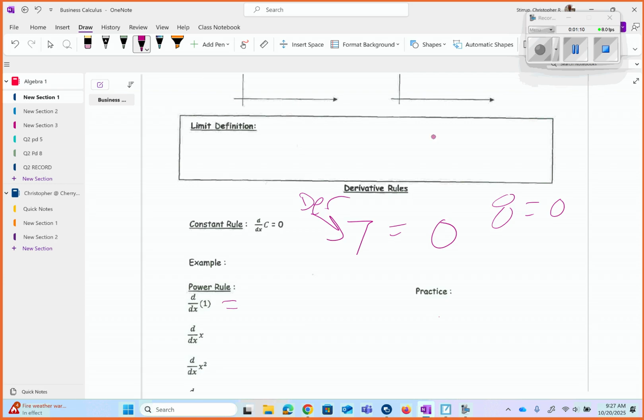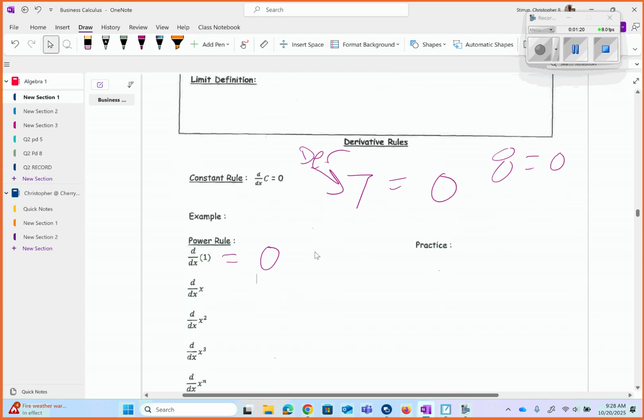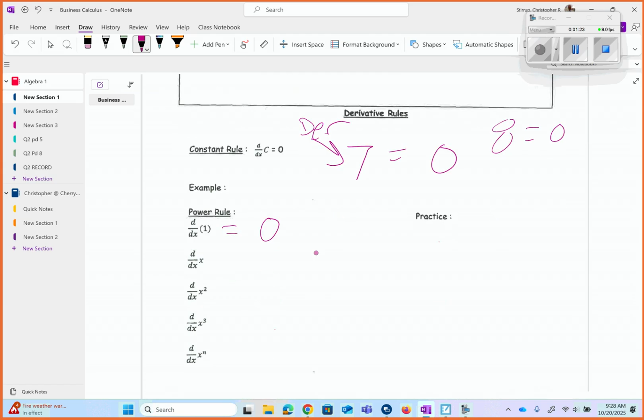I want the derivative of 1. What do you think the derivative of 1 would be? 0. Oh, see, you guys learned so much. Okay, I'm done teaching it for a day. All right, so I want to find the derivative of x.